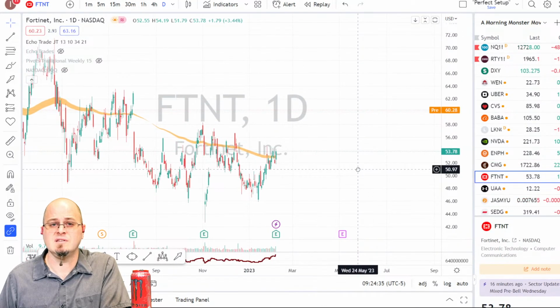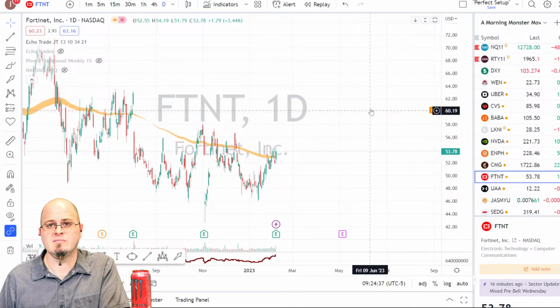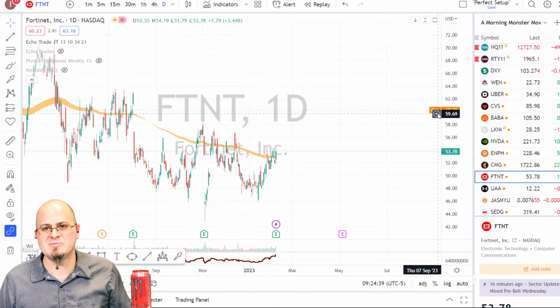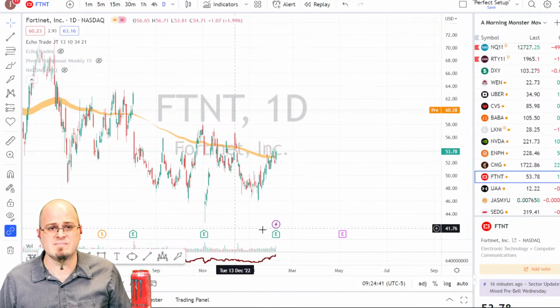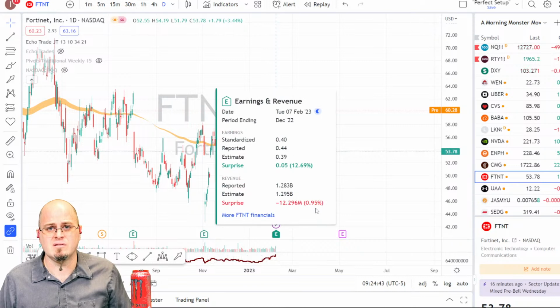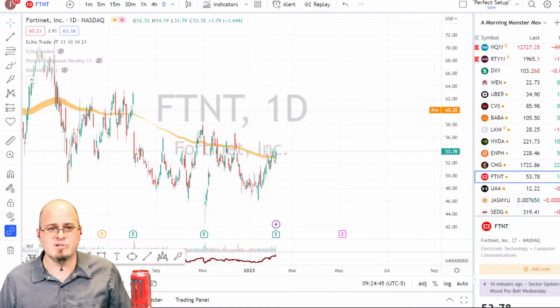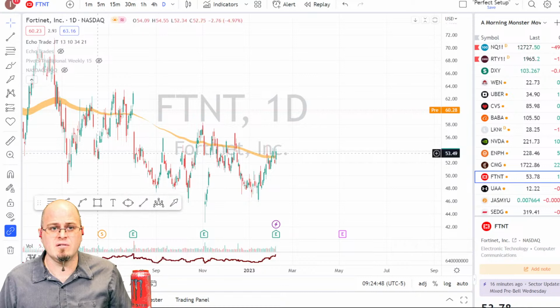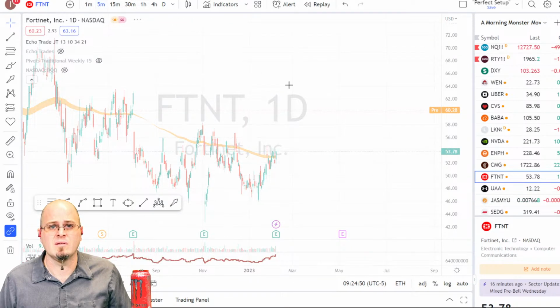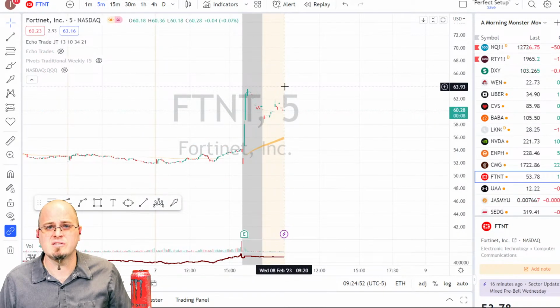FTNT, I said that right. Getting a nice little pop, $7. Yeah, looks like they beat on the top, not on the bottom, but must have said something good because they are looking pretty strong there. Let's see on the 5-minute. Looks like we need to break out above 64. Otherwise, we can come back down to the roadmap line there.